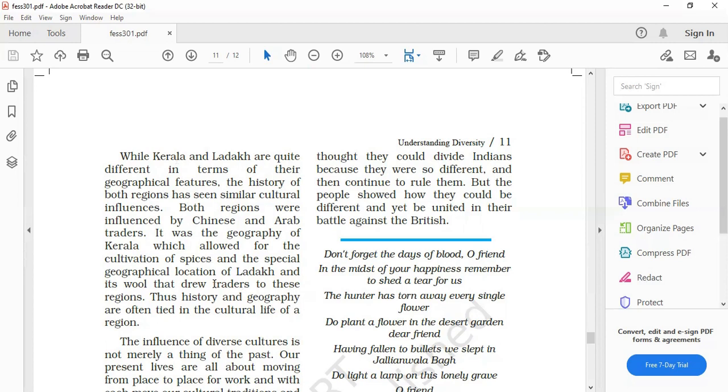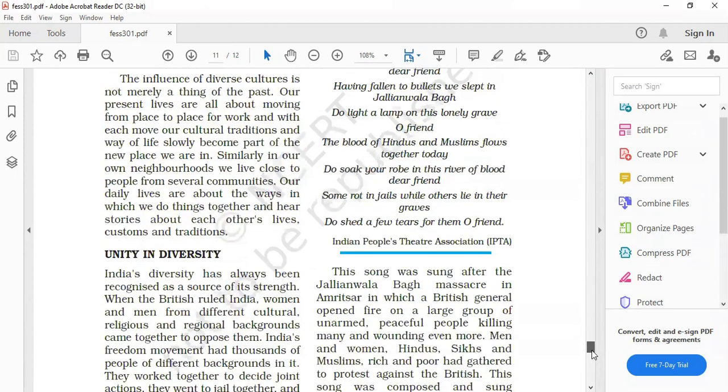Okay, then underline these lines: the influence of diverse culture is not merely a thing of the past. Justify your answer. This paragraph is the justification. This paragraph is the answer to this. Okay, the influence of diverse culture is not merely a thing of the past. Justify your answer. This is your answer.